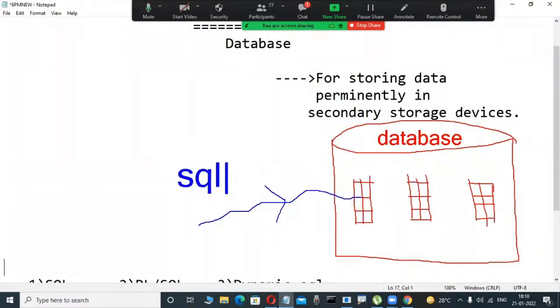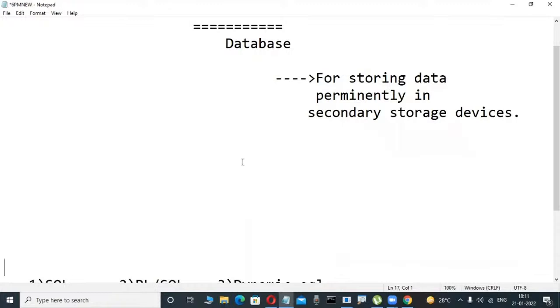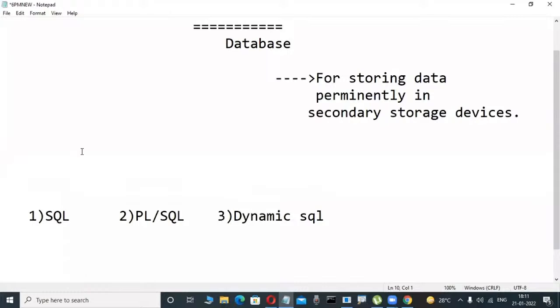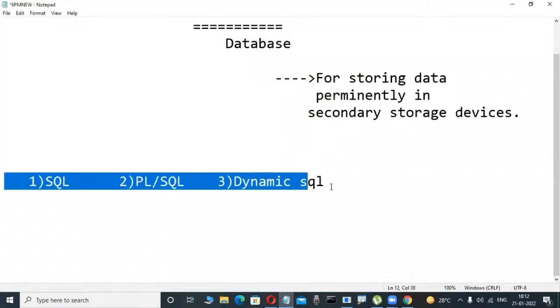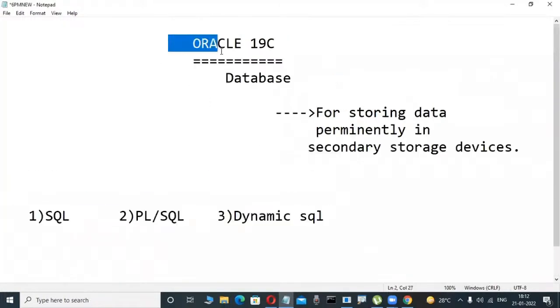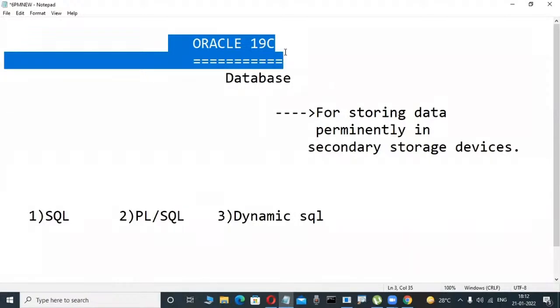Yesterday, up to this point, I told you a small thing. If you want to operate this Oracle software, we use SQL, structured query language. Another language is PL/SQL, procedural language extension for SQL. Another language is dynamic SQL. Through these three languages, we operate this Oracle software in your companies.